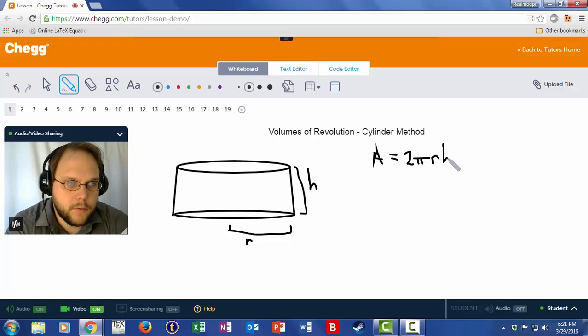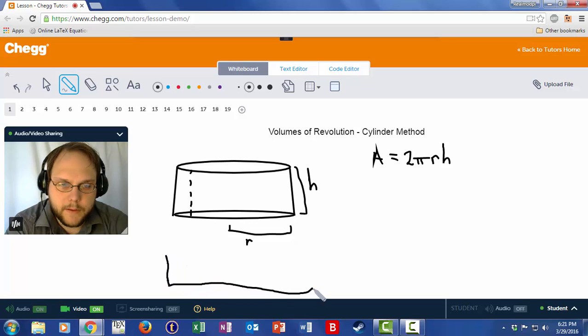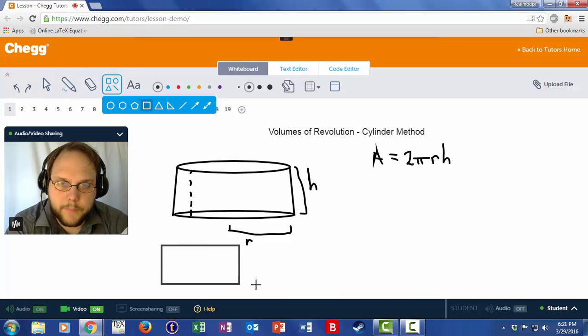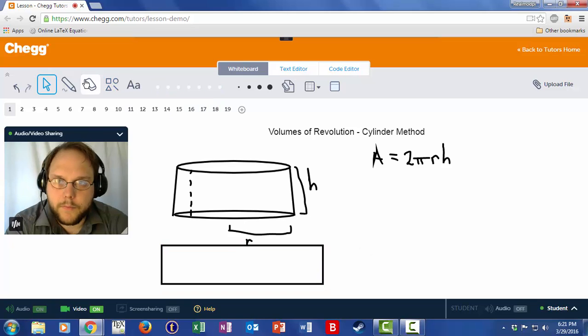times h. Now, if you want to make a cylinder of your own, you can test this out by cutting the cylinder and then unfolding it. What you end up with is a rectangle whose height is h and whose width is the circumference of the circle at the base of the cylinder.